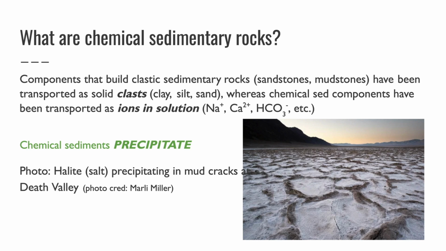Clastic rocks like sandstones and mudstones are formed of clasts that are transported to the depositional environment, whereas chemical sedimentary components are transported as ions in solution. Like you can have dissolved sodium or calcium, carbonate, and so on. The key here is that chemical sediments precipitate from solution rather than originating as a piece of an igneous or metamorphic rock.